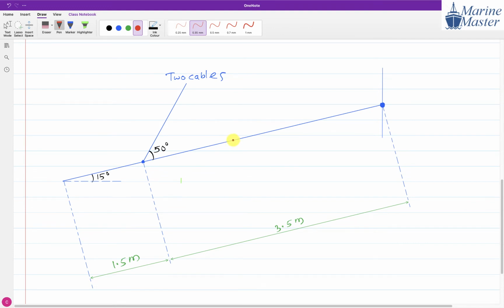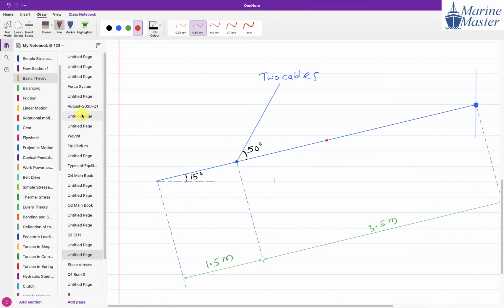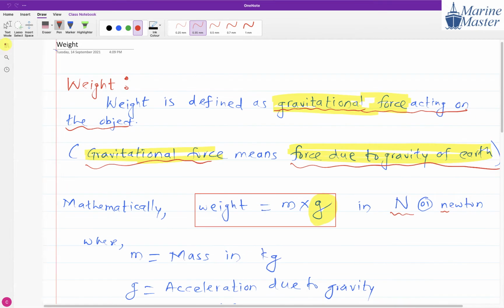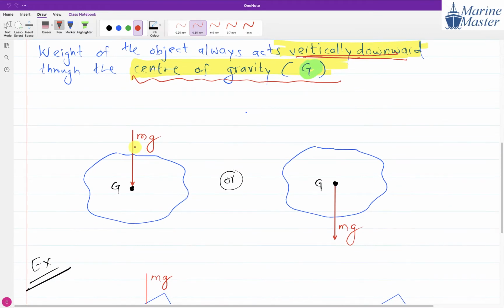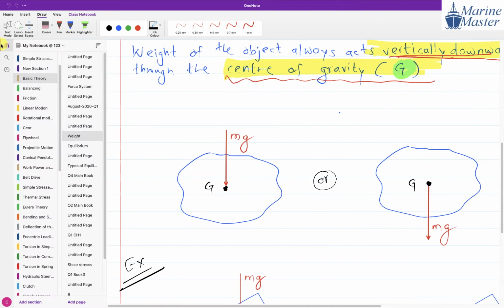And if you remember our discussion of weight, the weight of the object always acts vertically downward through which point? Through the center of gravity. So whatever the position of the object, whether tilted, vertical or horizontal, weight always acts vertically downward through the center of gravity. We can show the weight in this way or this way. Try to see the scenario here.